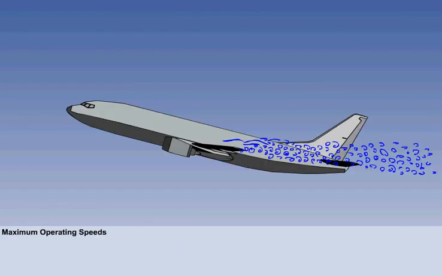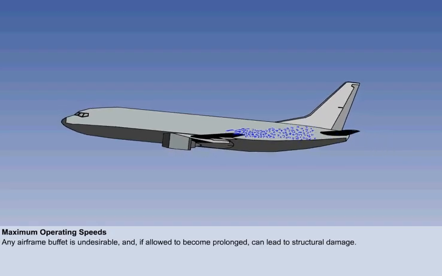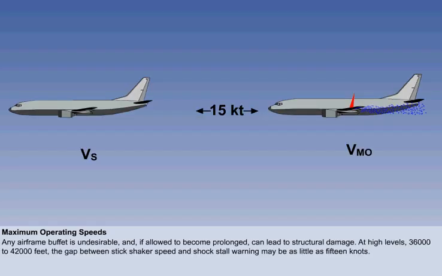You have learned that approaching the critical angle of attack can cause airframe buffeting, low-speed buffet. And we have now shown that flying too fast can also cause buffet, high-speed buffet. Any airframe buffet is undesirable, and, if allowed to become prolonged, can lead to structural damage, as well as upsetting the passengers. At high cruising levels, around 36 to 42,000 feet, the margin between the normal stall warning stick shaker and the high-speed warning may be as little as 15 knots.